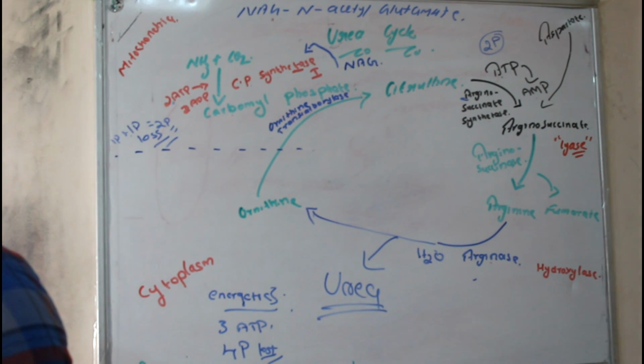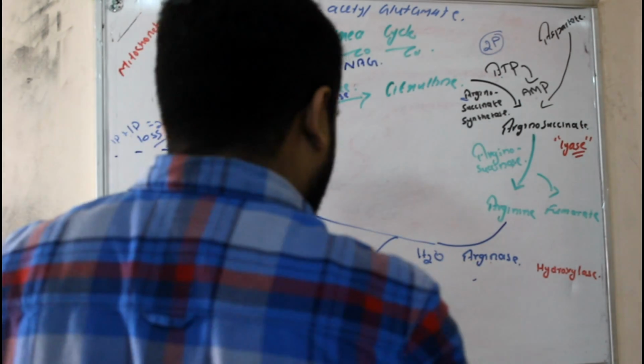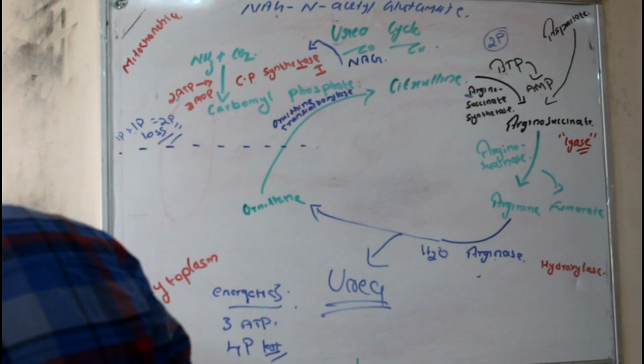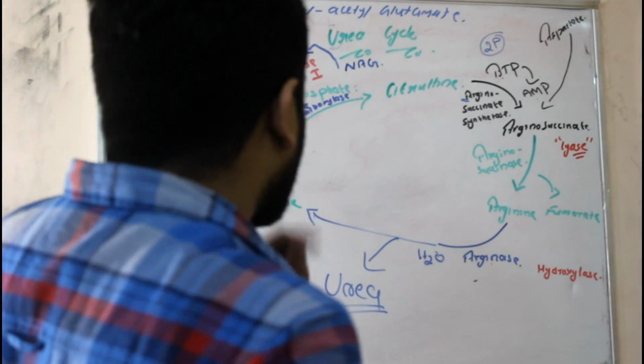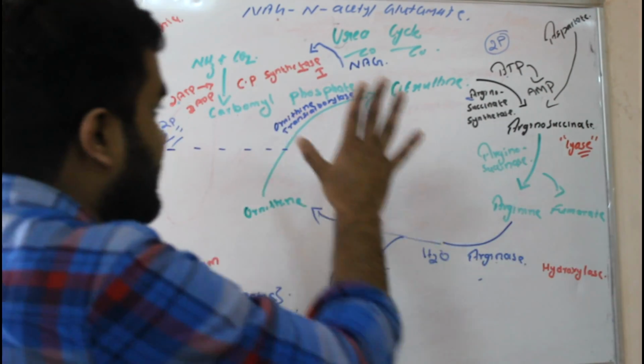So these all are the main things in the urea cycle. Now we have to see some disorders, what will happen. So it is very easy, right?